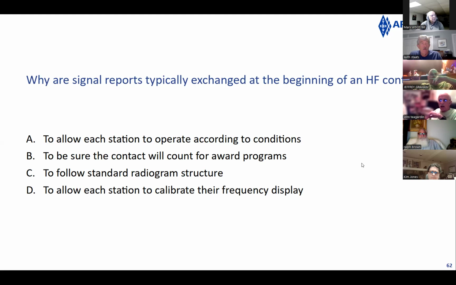Why are signal reports typically exchanged at the beginning of an HF contact? A, to allow each station to operate according to conditions. B, to ensure that contacts will count for award programs. C, to follow standard radiogram structure. D, to allow each station to calibrate their frequency display. Yeah, I agree with Chris. I think it's A. Yeah. A.